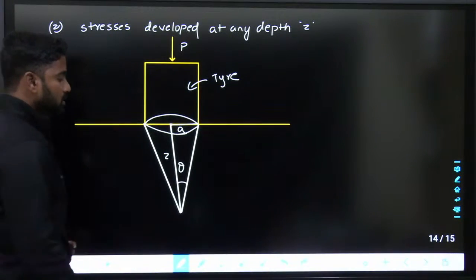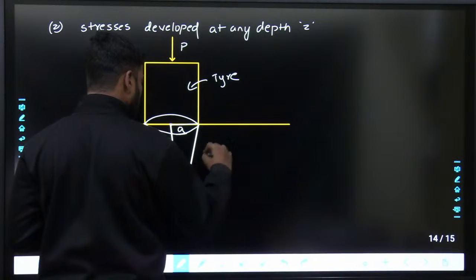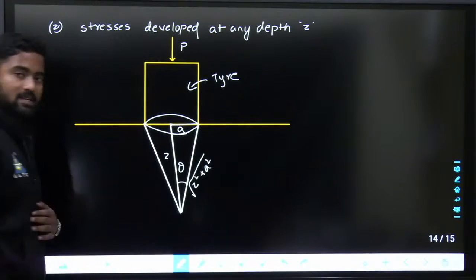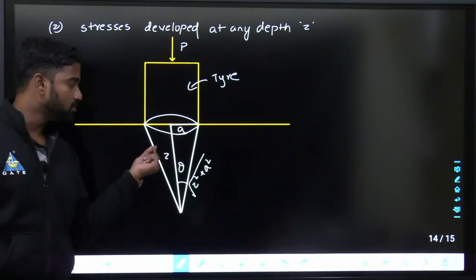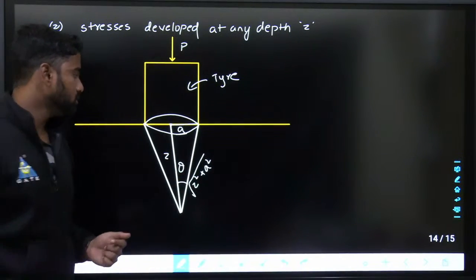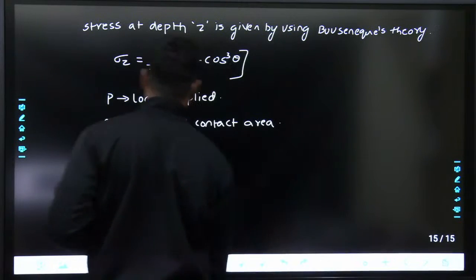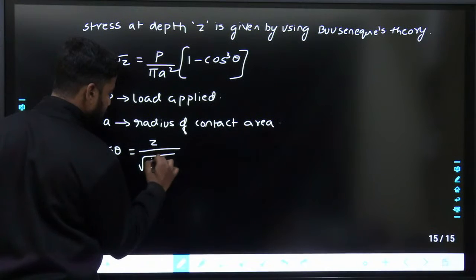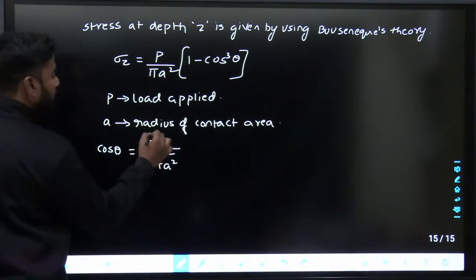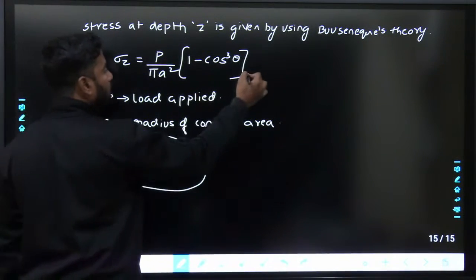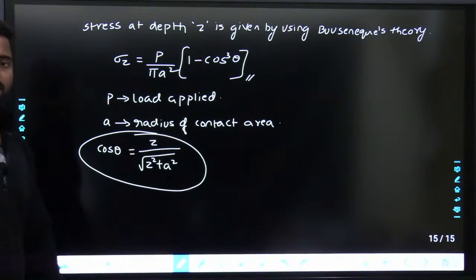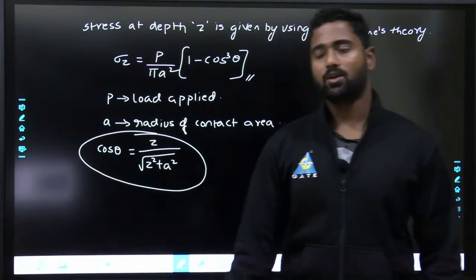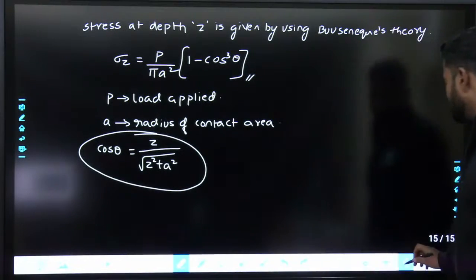If this is Z, this is A, this will be under root of Z square plus A square, so cos theta would be equal to Z upon under root of Z square plus A square. This is how you are going to find out stress at any depth Z, which is given by Boussinesq's theory, and how you get all those things, see that in your strength of materials. This is the second design parameter.